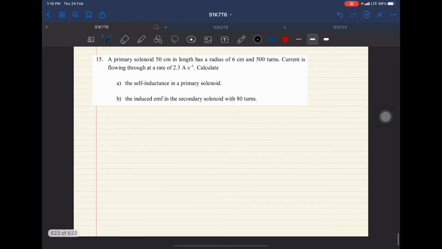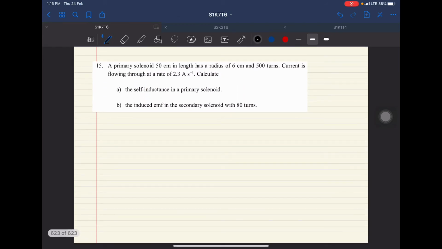Okay, question number 15. It says a primary solenoid 50 cm in length has a radius of 6 cm, 500 turns, current flowing through at a rate of 2.3 ampere per second. Okay, so you can imagine this is about the primary solenoid. So primary solenoid, maybe I can draw it over here, the two circuits. Just roughly draw it over there. So primary, we should have power supply, and this is the solenoid here.